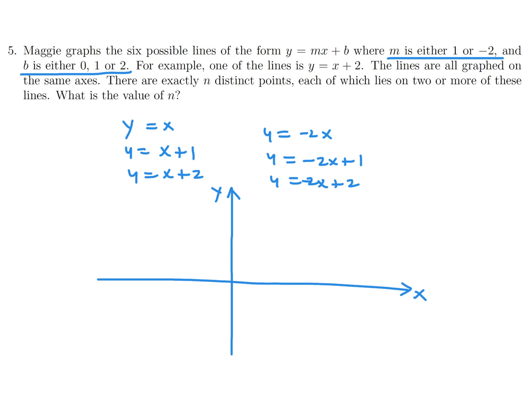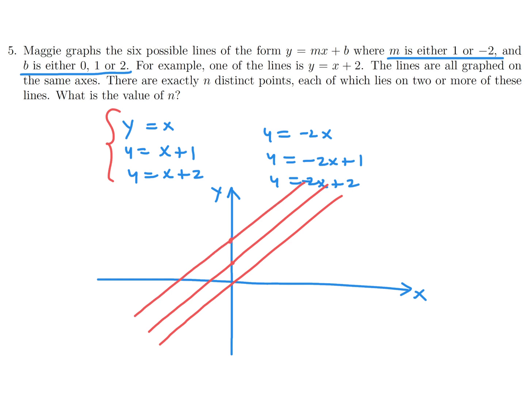Let me use different colors here. So for these guys, I'll use red. So here's the y is equal to x, and then x plus 1 would be a little bit higher, where that's 1, and then x plus 2 would be a little bit higher, where that's 2. And then let's use green. So we're graphing these guys now in green. So, oh boy, let me see here. Something like this. This is that y is equal to minus 2x. And this is, oh, didn't do a good job there.